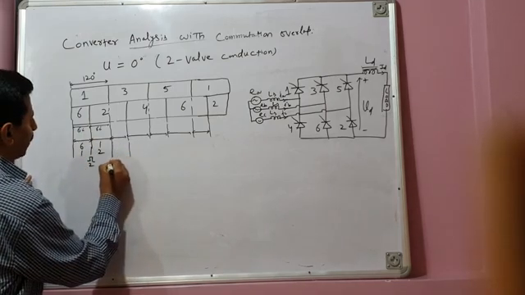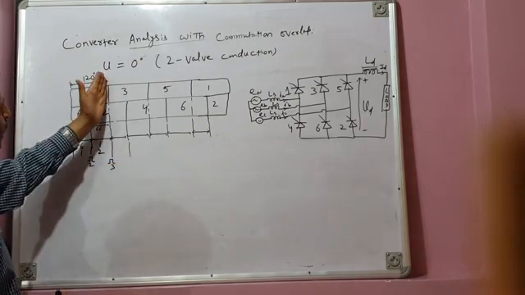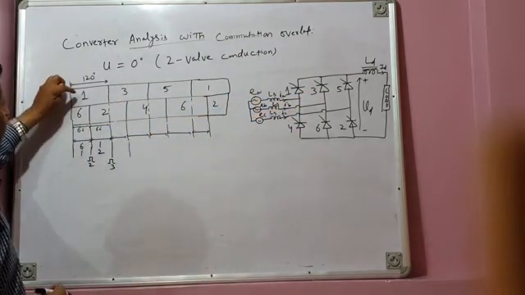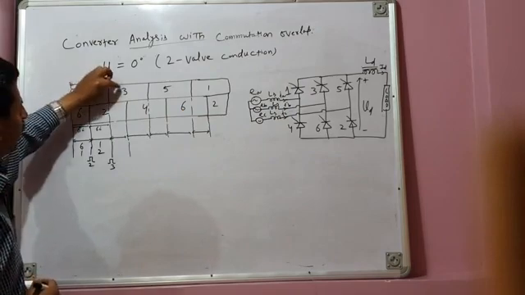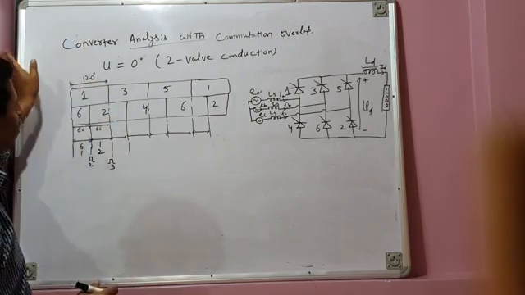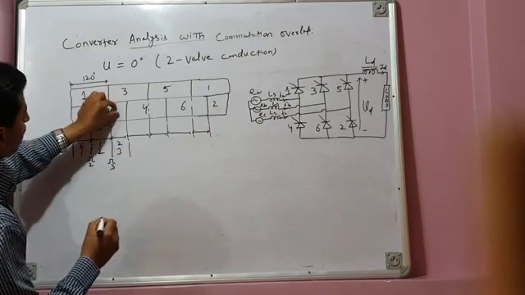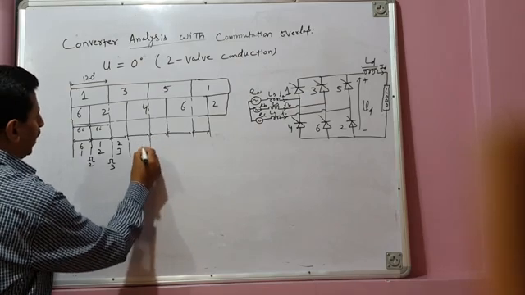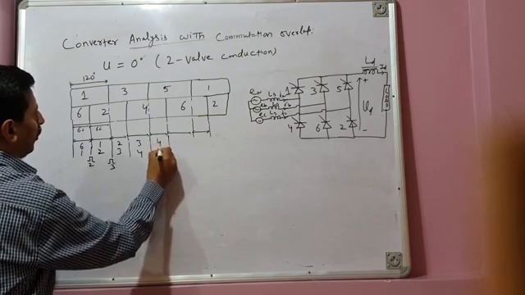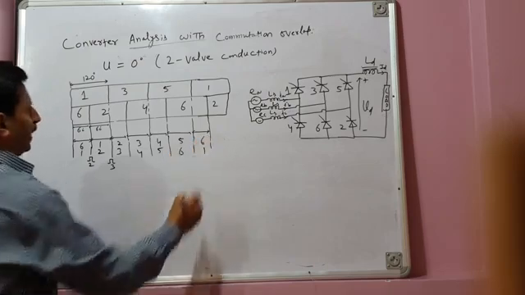At this instant, a firing pulse is issued to valve 3, and there is instant commutation of current from valve 1 to valve 3, because U is equal to 0. There is no commutation overlap. So 1 is completely out, 3 is in: 2, 3. Then similarly 3, 4, then during the next 60 degrees 4, 5, then 5, 6, then 6, 1 again.